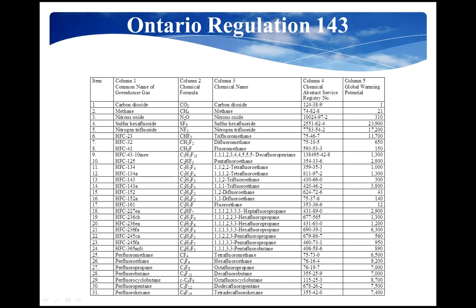This is the list of greenhouse gases in OREG 143. The thing I want to highlight here is column 5, which is the global warming potential, which is the number that you'll use to convert your mass emission rate of a given contaminant to the equivalent CO2 emission rate.